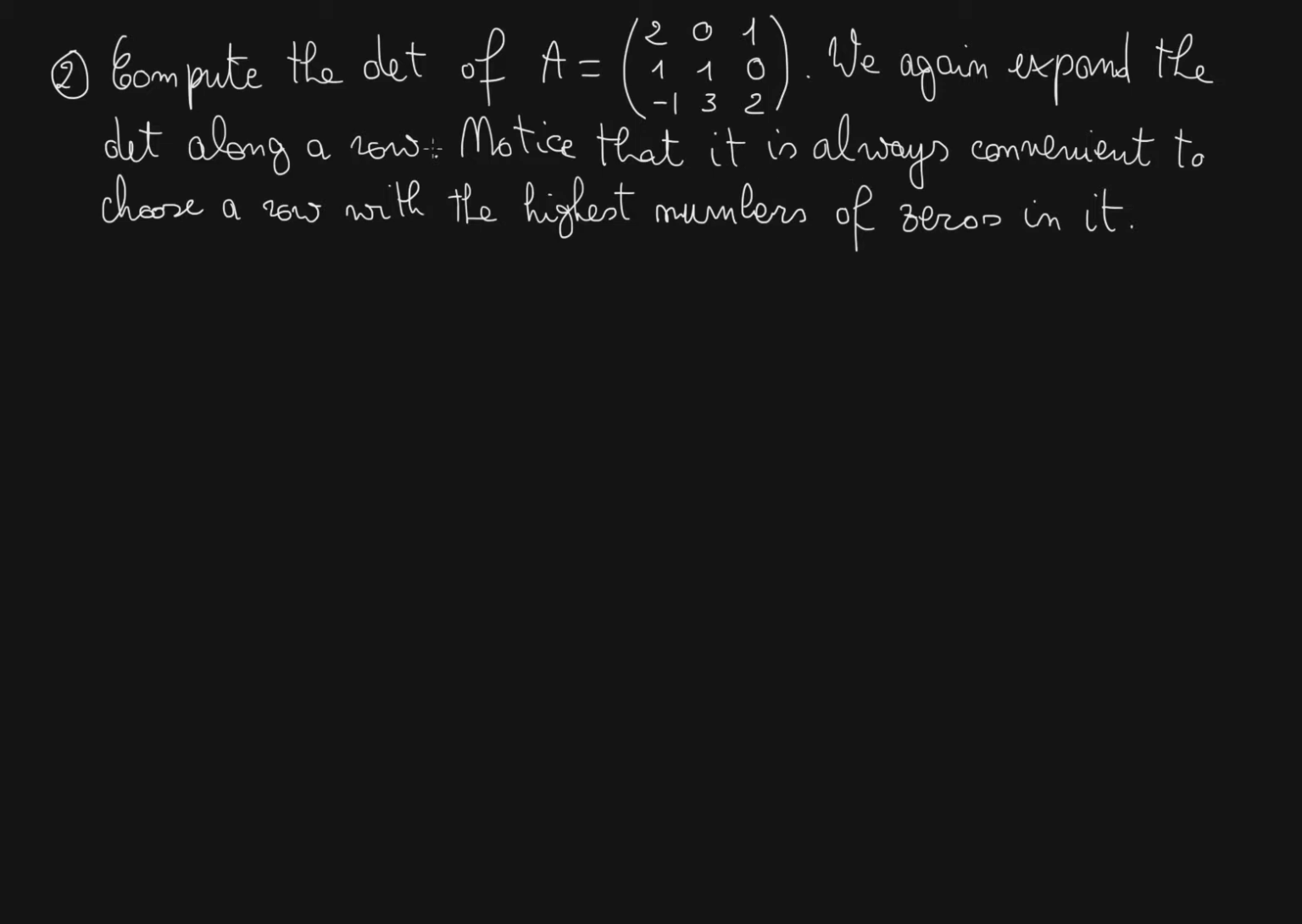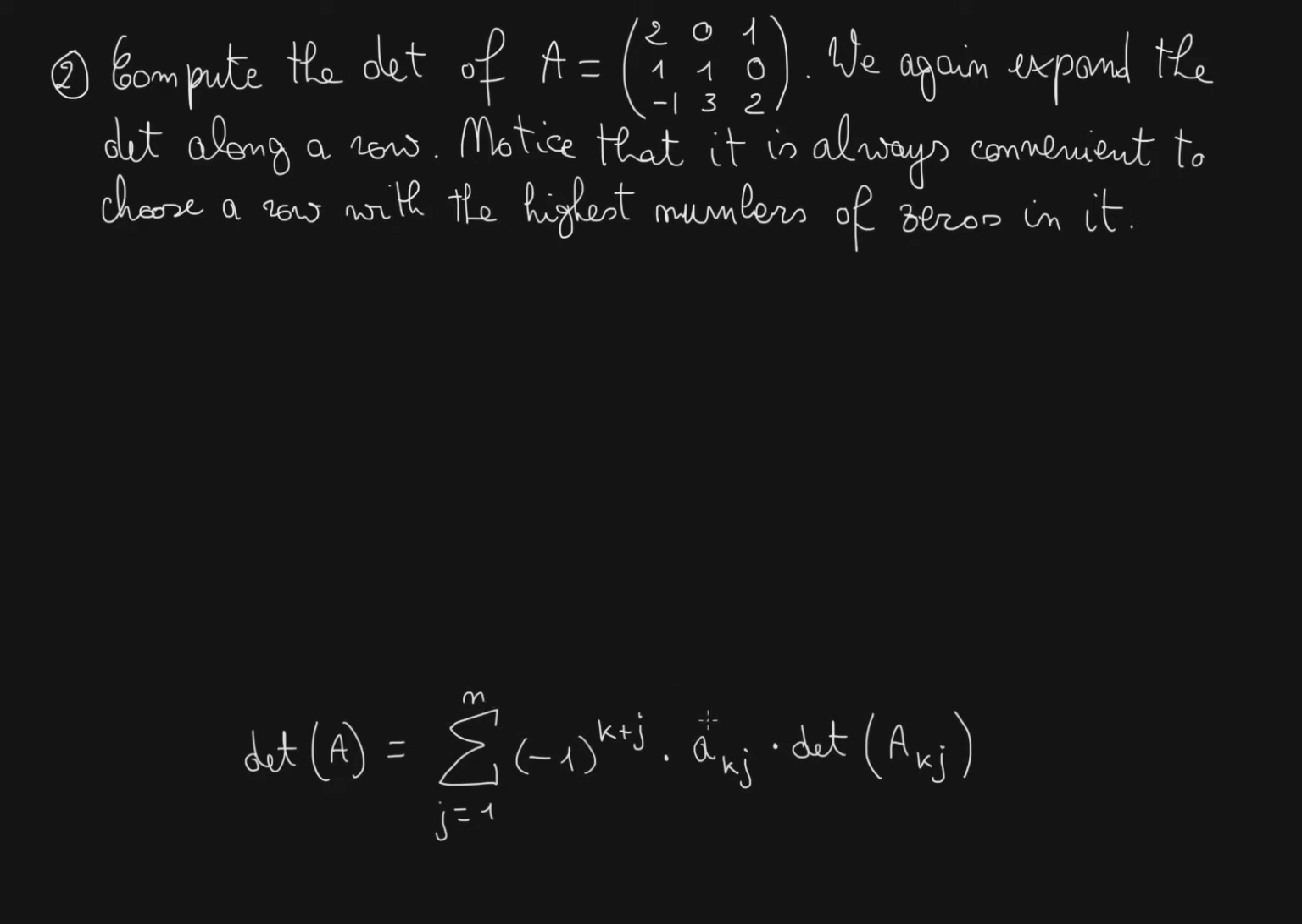So we again expand the determinant along one row. Notice that it is always convenient to choose a row with the highest number of zeros in it, because in the Laplace expansion that we have here on the bottom, we see that for an n by n matrix, the determinant is expressed as an n-tuple sum, so we have n summands.